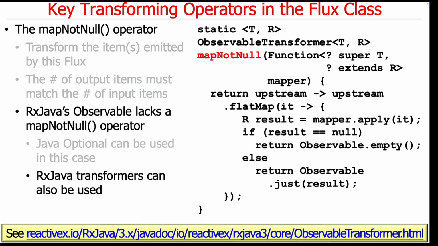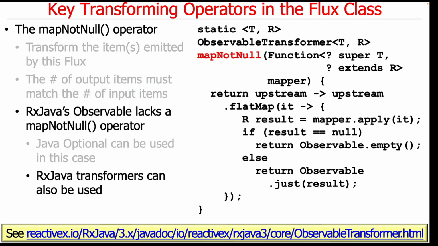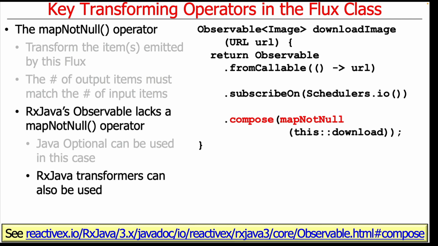Or if you're really clever, you can write transformers, not to be confused with the techniques that are used for large language models. But these transformers can be used to basically check what a value is, and if it's null, you can return an empty observable. Otherwise, you just return the result. It's again sort of a hack, but it works. And then you can create your own mapNotNull method that's a transformer in RxJava, and then you can use the compose operator to use your custom-defined mapNotNull.